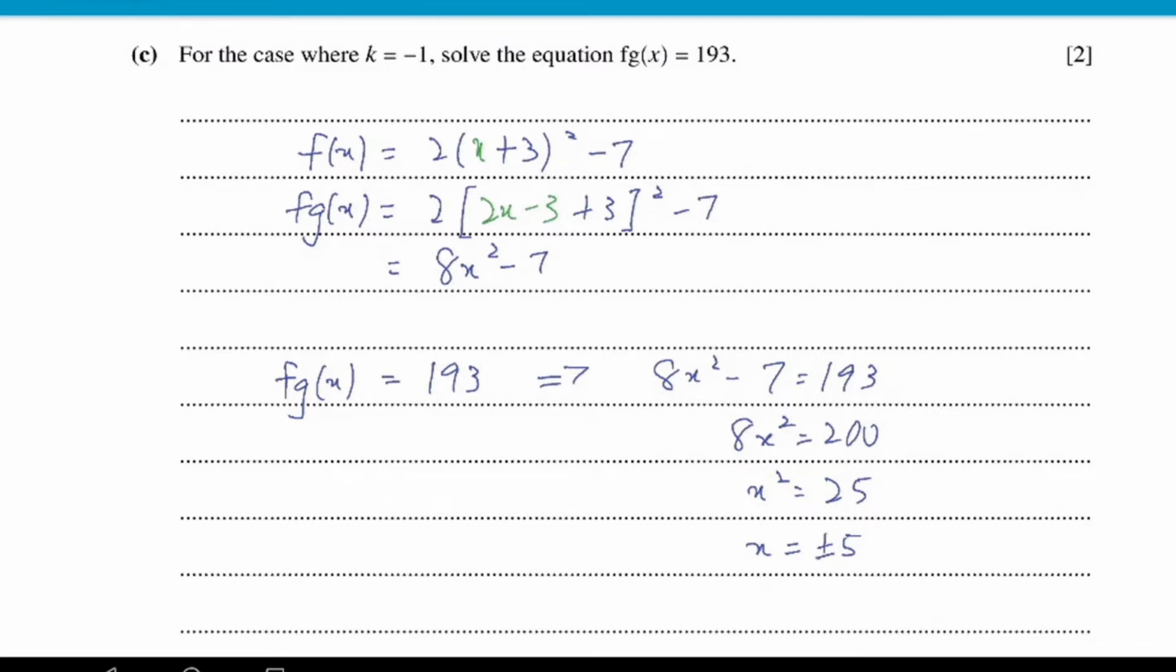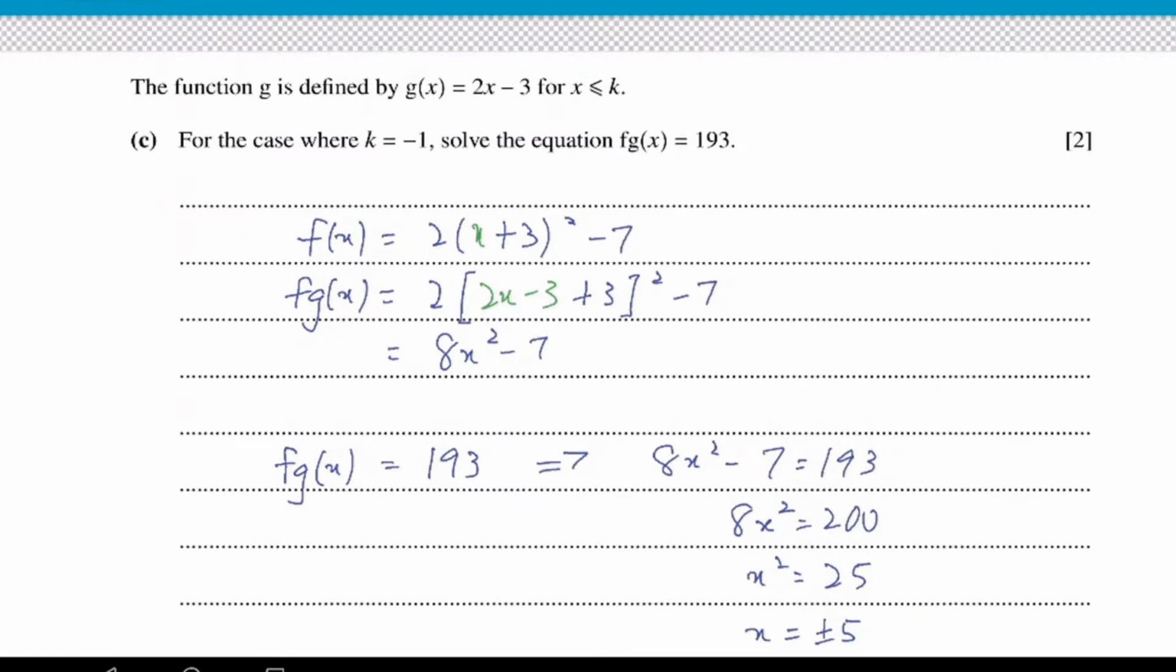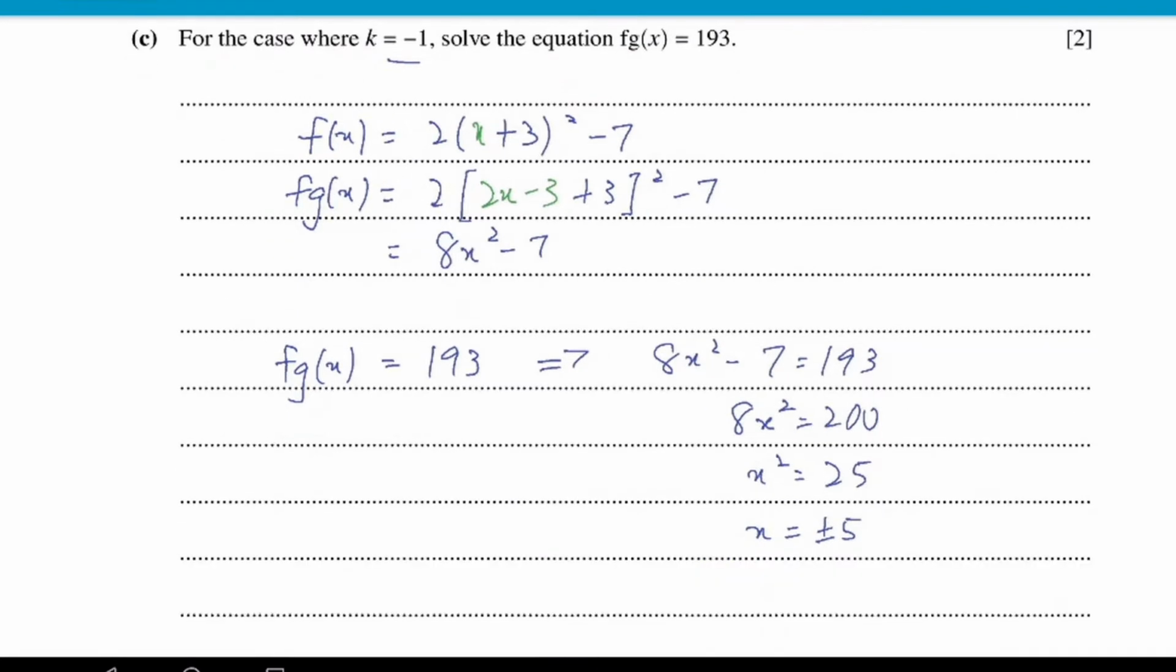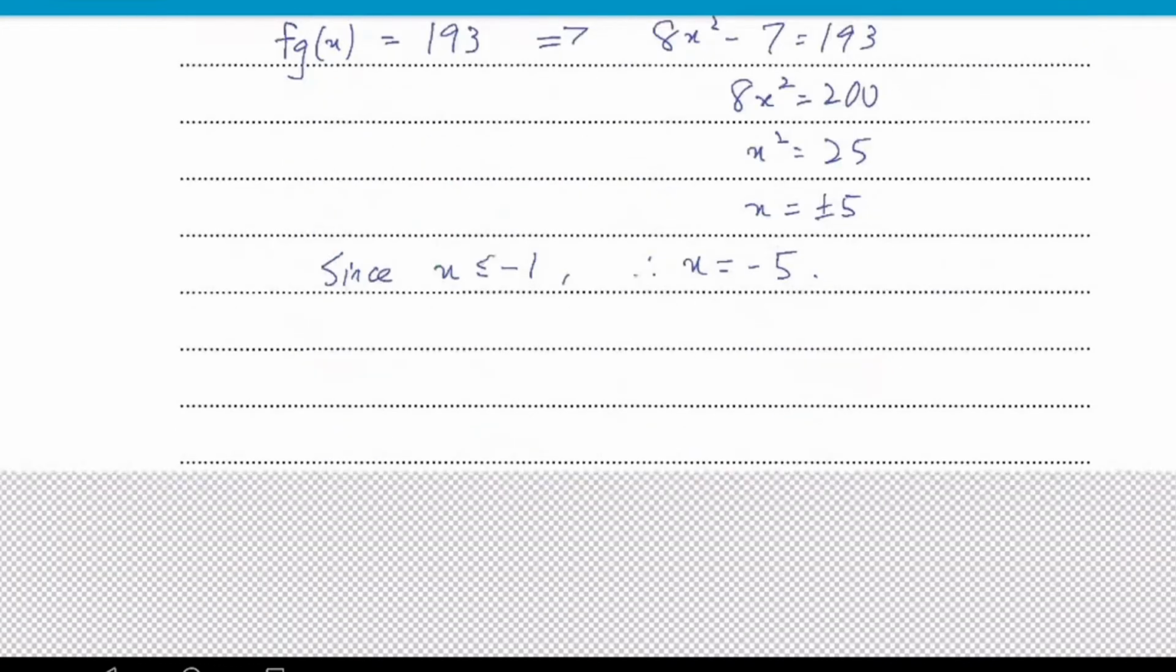So a lot of times in functions, we need to be super careful about these domains, because it is already mentioned that the x here must be less than or equals to k, and the k here is -1. So here the x is less than or equals to -1. So we can't take the value which is +5 here. We can only have x equals to -5 in this case. Function looks easy, but there are a lot of traps that we might fall into. So just be extra careful when we solve the questions here. So this is another example when we solve the equation.